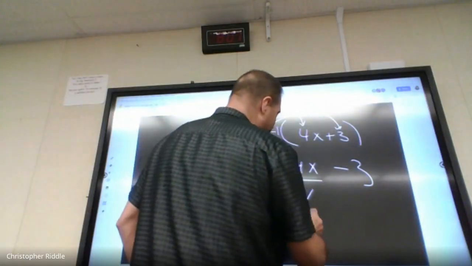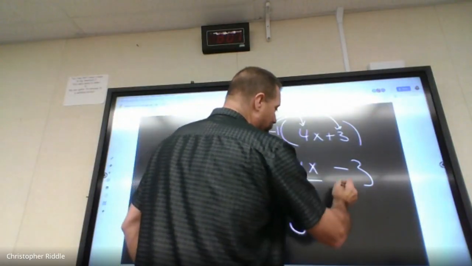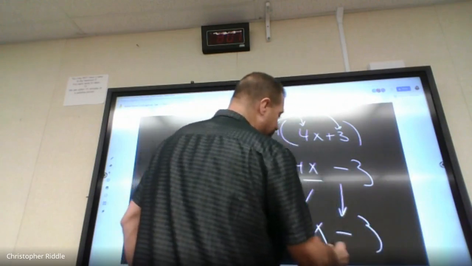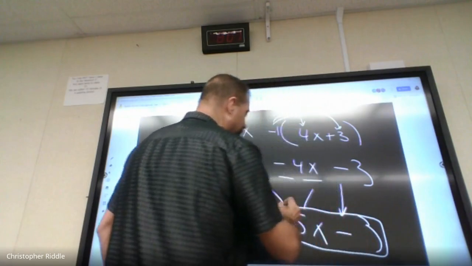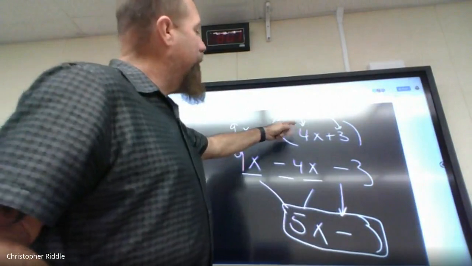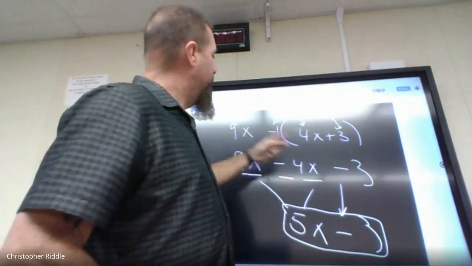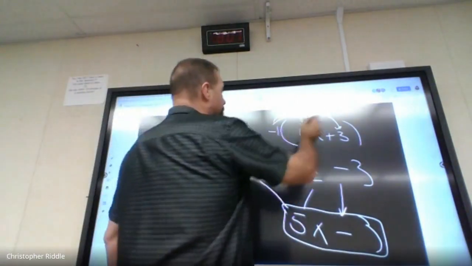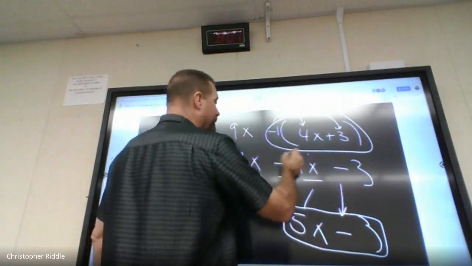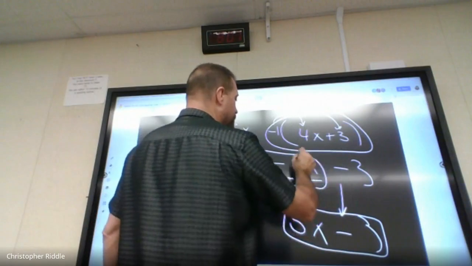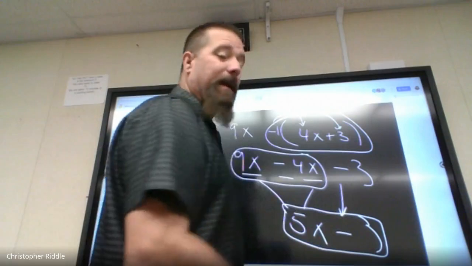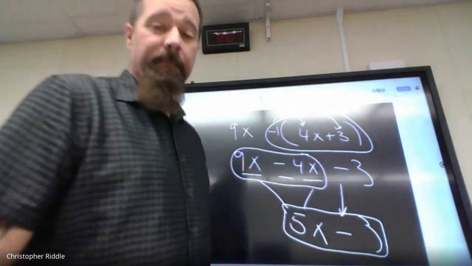So we have 5, don't forget the variable x, and then we're going to bring down what's left, minus 3. And this becomes our final answer, 5x minus 3. So this is 2 steps. We clear our parentheses, then we combine like terms. See, this is where we clear our parentheses. That came down. Then we combined our like terms, which is 9x minus 4x, come up with 5x minus 3, and our answer is 5x minus 3.